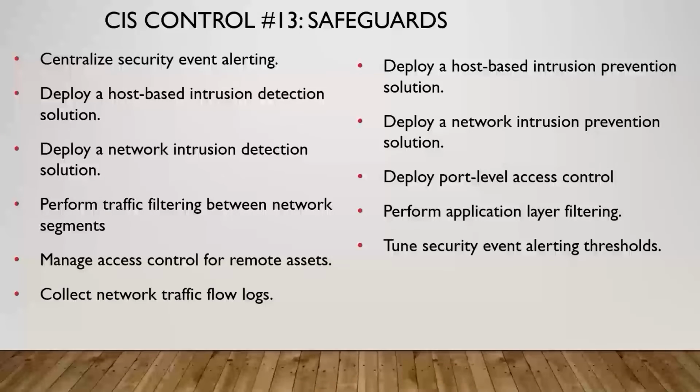Deploying port level access control. So essentially using things like certificates to help prove authentication a little better. Performing application layer filtering. So using things like proxies or gateways, as well as tuning our security event alerting thresholds. Because just because right now you have what looks like normal network traffic doesn't mean that you're not going to recognize new threats or there's not going to be an incident or something like that then leads you to making some adjustments. So again, going back to continuous, right? This is a continuous process.